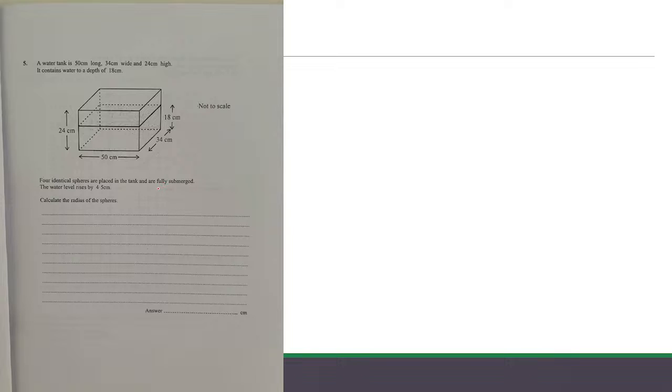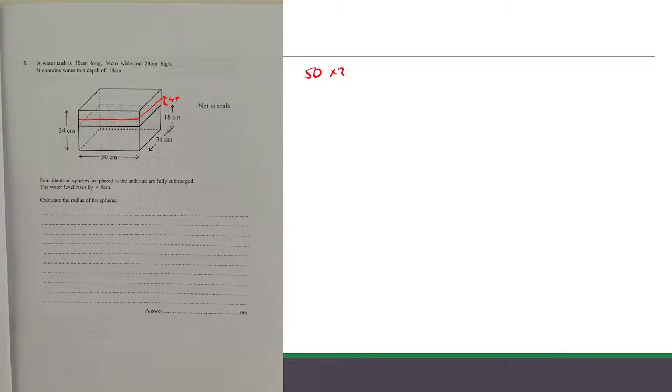Okay, so there's actually a lot of things that you could do in this question. Most of them would be pointless. Right? If the water rises by 4.5 centimeters, it will go up to there. All I need to do is to work out the volume that it's risen by. Now the volume that the water has risen by is in the shape of a cuboid, and the dimensions of this cuboid are 50 by 34 by 4.5.